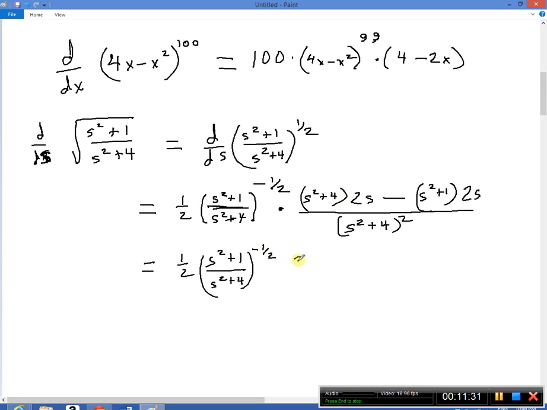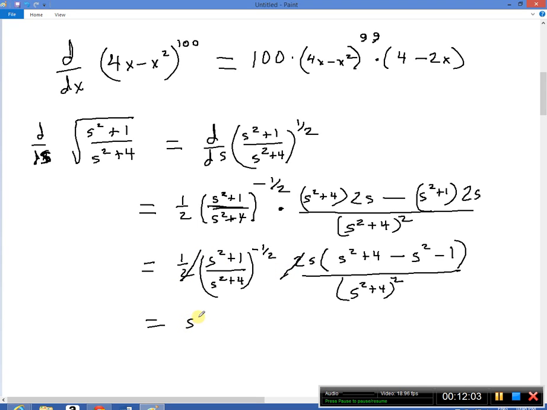Now I said I was going to pull out a 2s, and what's left after I do that is S squared plus 4 minus this quantity, and the minus has to distribute. So it's going to be minus S squared minus 1, and all of that is divided by S squared plus 4 squared. Now what? Okay, I'll go ahead and cancel the 2s.